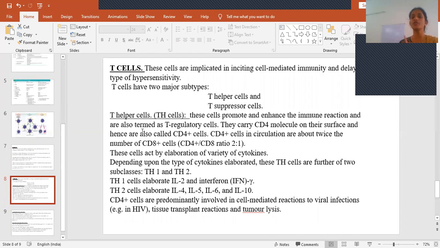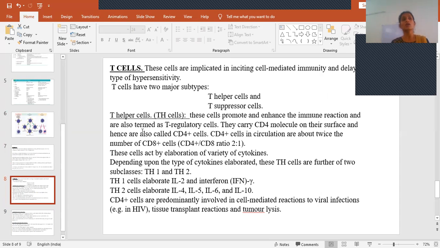Again, these T helper cells are of two different types, that is Th1 cells and Th2 cells. Th1 cells will help in the elaboration of cytokines like interleukin 2 and interferon gamma. IFN is nothing but interferon gamma, and Th2 cells will elaborate interleukin 4, 5, 6 and 10. The formation of these interleukins will participate in the immune reactions. So here T cells are not directly involved in the reaction. T helper cells elaborate certain cytokines, and the interleukins produced will be involved in the immune reactions.